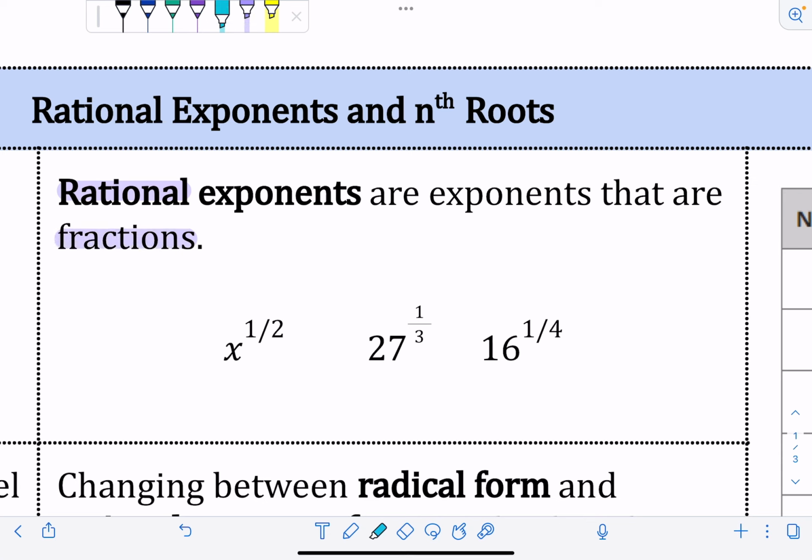Okay, so these are just a few examples of rational exponents. So I have x to the 1/2 power, it's a fraction, 27 to the 1/3 power, and 16 to the 1/4 power. You'll see some of them are written horizontally, as if you were to type them. Some of them are vertical. There's no difference between the two. It's just the way that they were typed in.